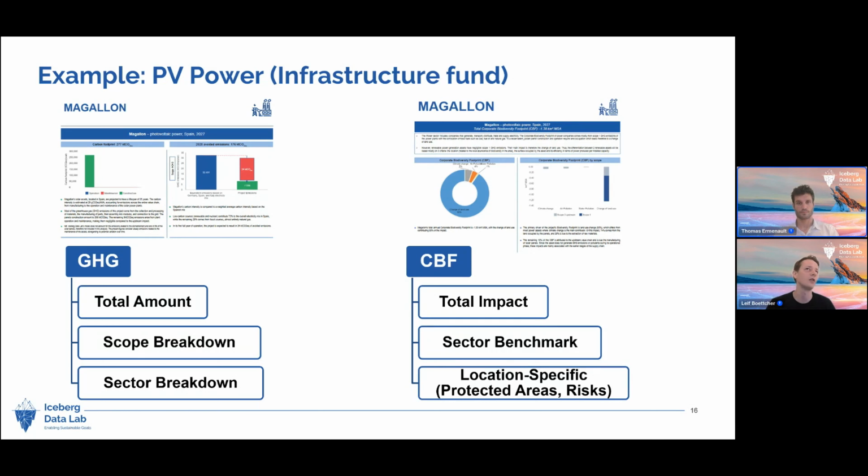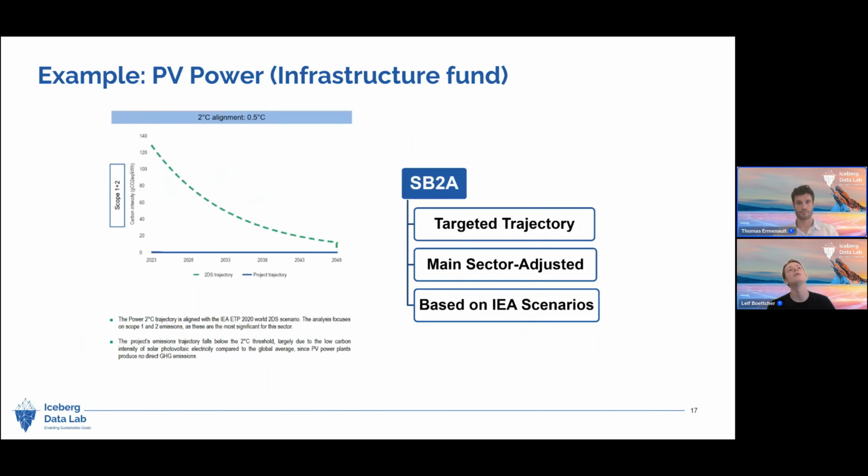And we're also going to talk about, for example, since we know the location, whether this site is maybe located close to a biodiversity sensitive zone, etc. Now, I want to look into some less obvious, more intricate examples. So here we have the SB2A, as we talked about.